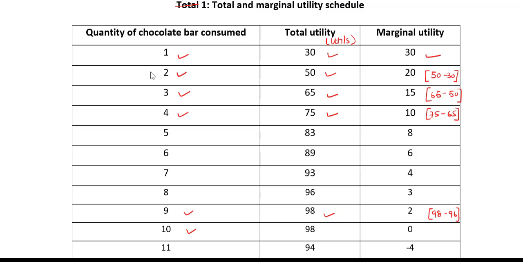On the consumption of the 10th unit of chocolate, there is no increase in the total utility. So the consumer has reached the saturation point. 98 minus 98. And when the consumer consumes the 11th unit of chocolate, there is a negative utility, or a fall in the utility, and the total utility falls from 98 to 94 utils. That means there is a fall in marginal utility. So this is 94 minus 98, so minus 4 utils.